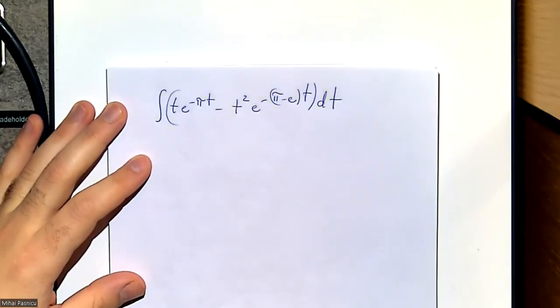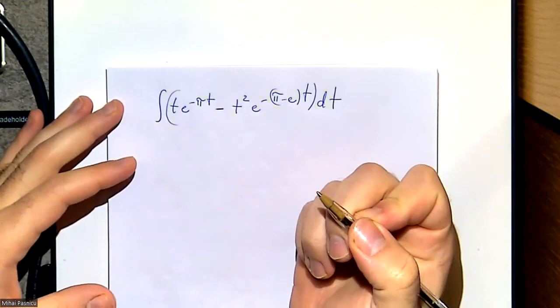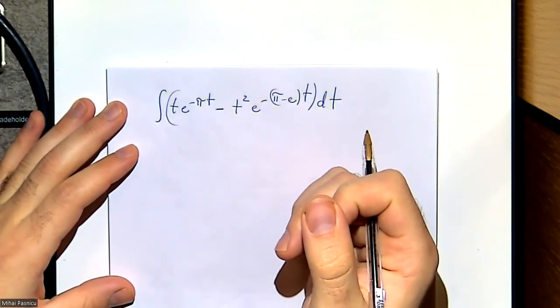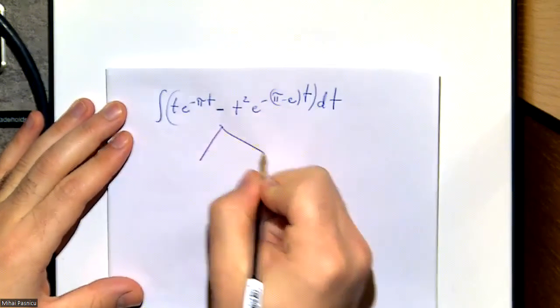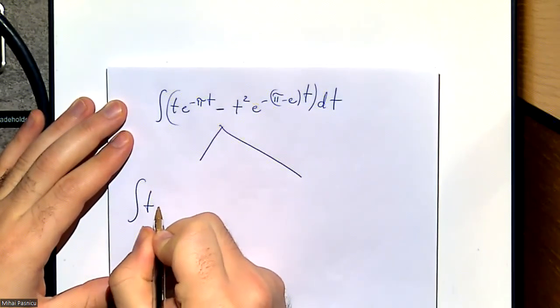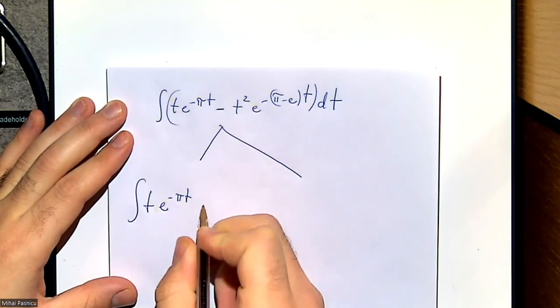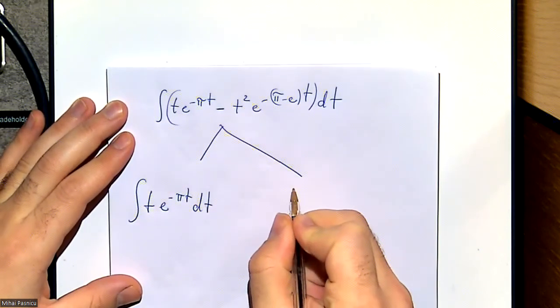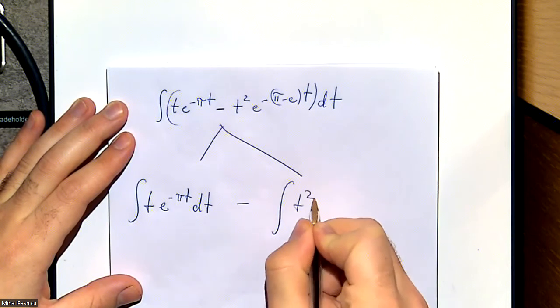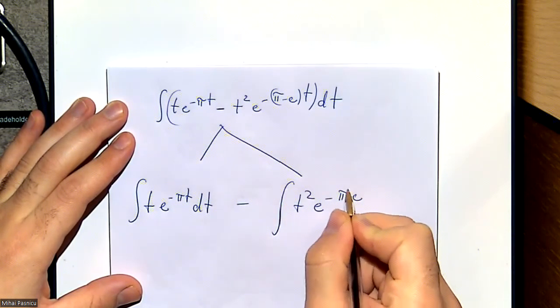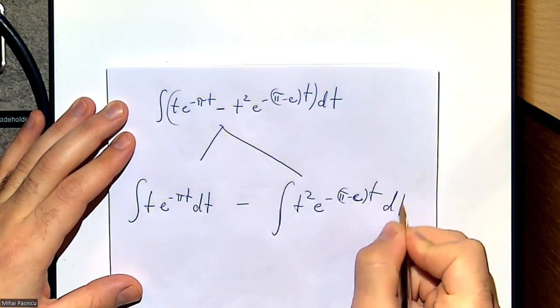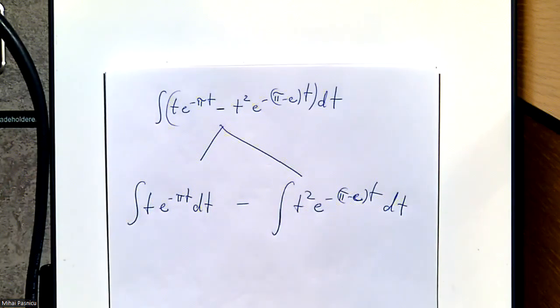The idea is that I just look at it and I'm like, this is too big to do all at once. So I'm just going to split it into two cases. Integral t e to the minus t dt, and then minus integral t squared e to the minus t dt. Now, when you look at this more carefully, doesn't this look like something we've done in class? They're exactly the same thing we've done in class. Just two of them, basically.